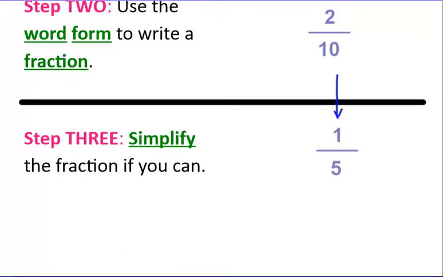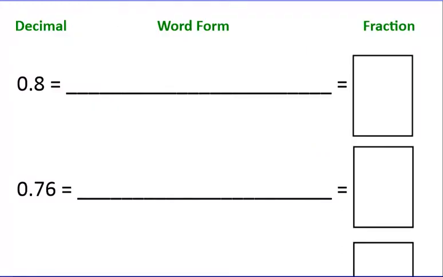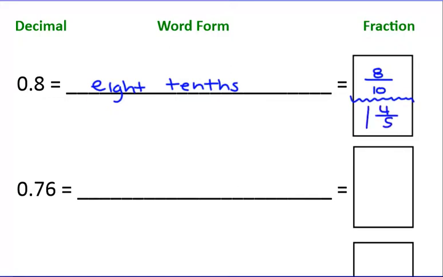So let's go ahead and practice that. So here we have 0.8 and the way that you say that is 8/10. How do you write 8/10 as a fraction? Well, you write 8/10. Now, can that be simplified? Absolutely. So we're going to simplify it into 4/5. And this will be our final answer.